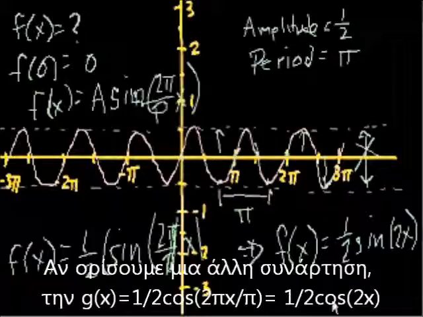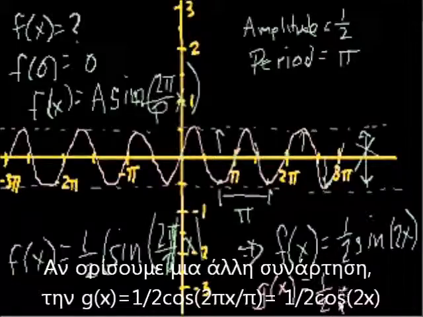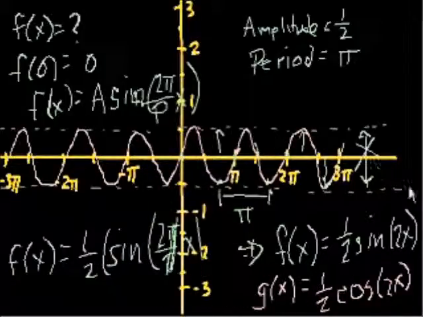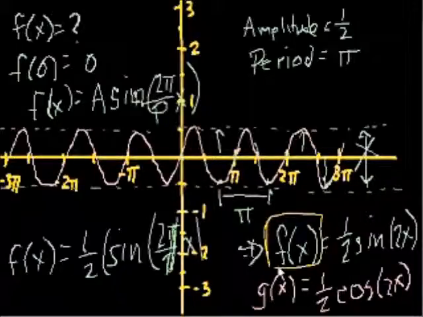Now, just out of curiosity, let's define another function. Let's define g of x is equal to 1/2 cosine of 2x. What would this have looked like? I picked the wrong color, because f of x is actually the pink one. So actually, let me circle that. This is f of x, this one right here.